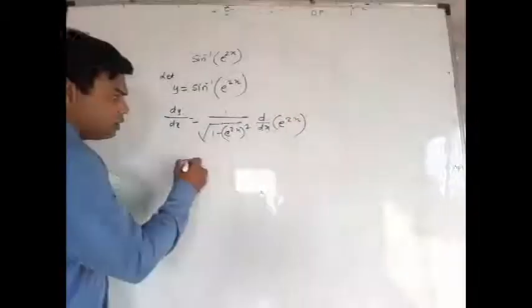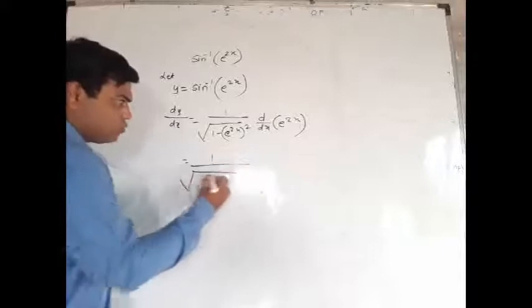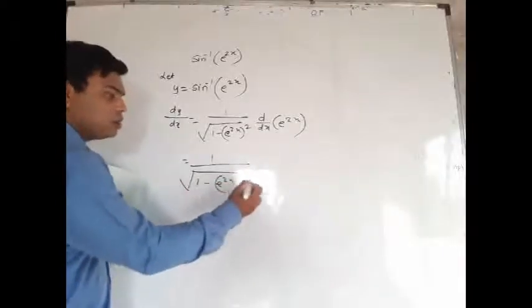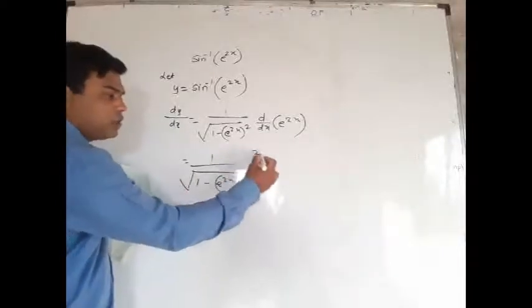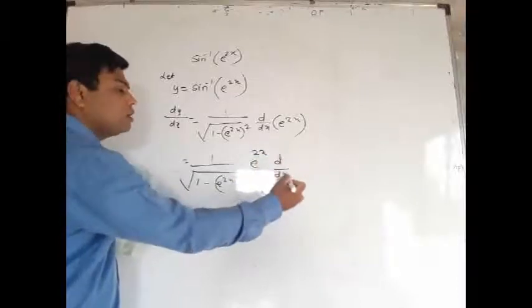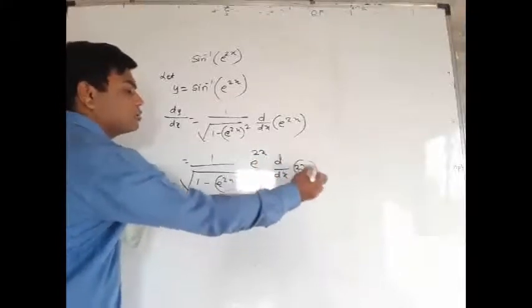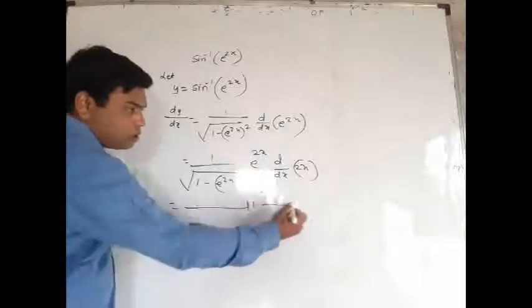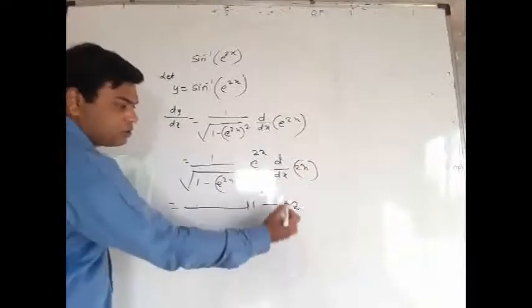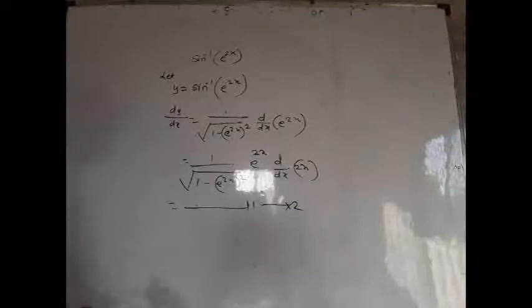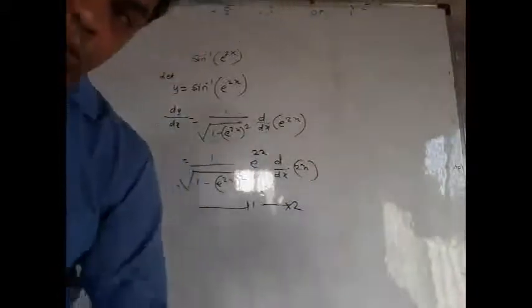As it is, step 1 upon under root of 1 minus (e raised to 2x) whole square, e raised to 2x derivative is e raised to 2x, again one chain part d/dx of 2x. This is your answer. What is the derivative of 2x? We can solve this. I am going to repeat once again.